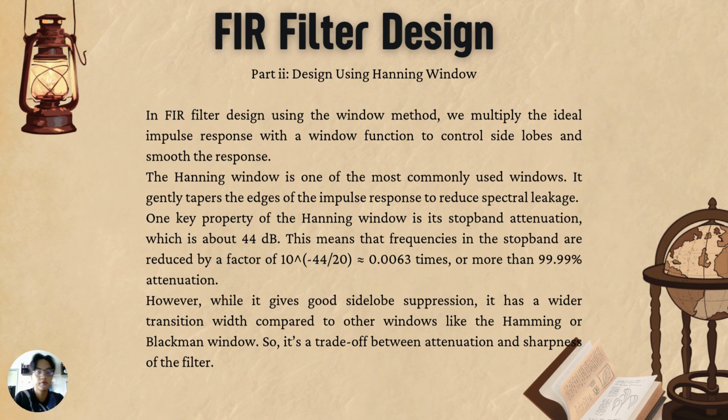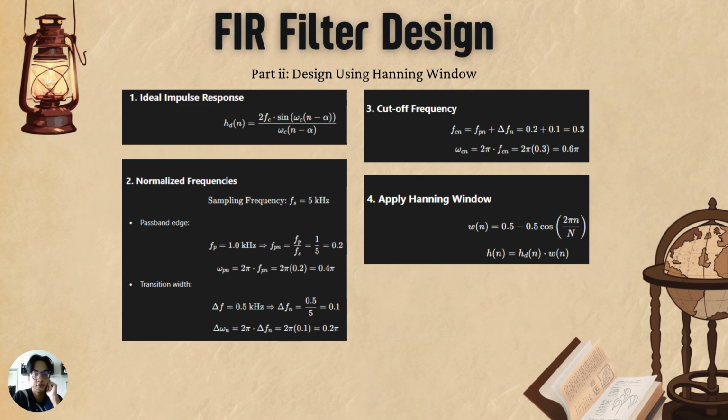So, FIR filter design using the Hanning window. The Hanning window is one of the most commonly used windows. It gently tapers the edges of the impulse response to reduce spectral leakage. One of the properties of the Hanning window is its stop band attenuation, which is about 44 dB.